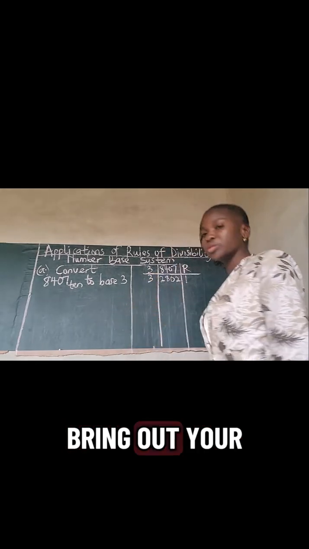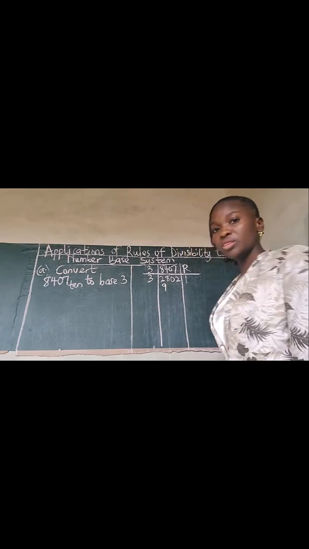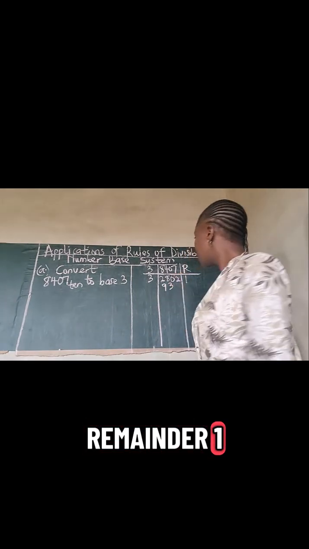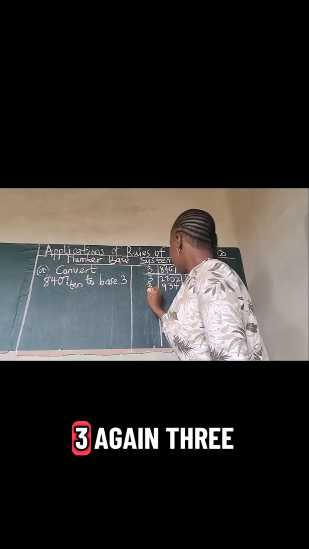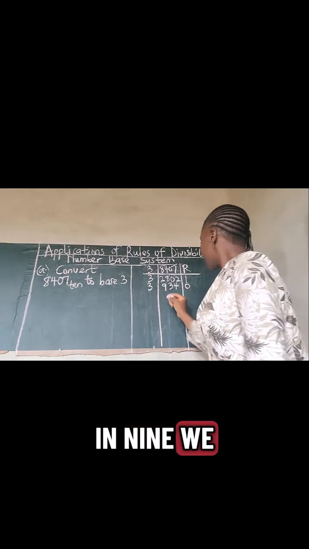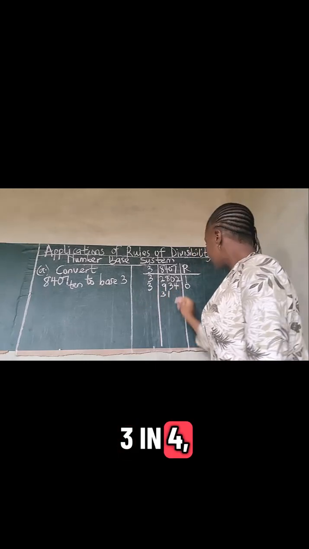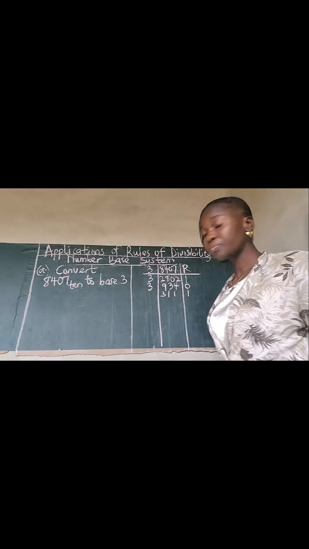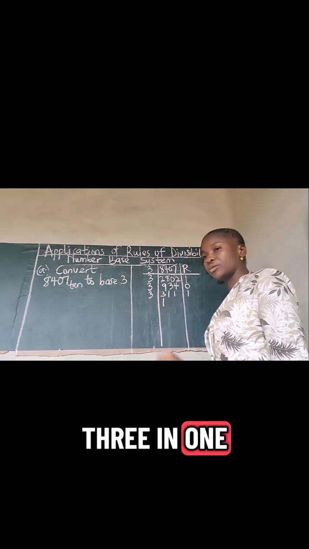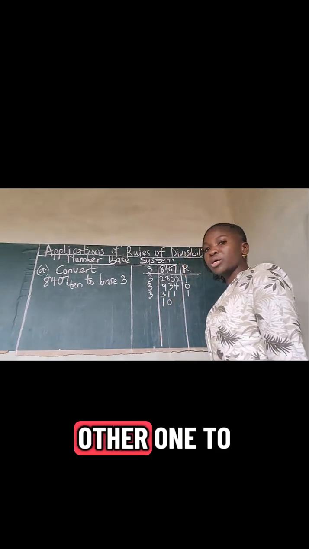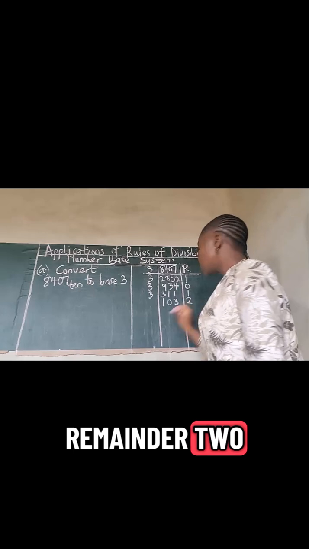So you bring out your 3 again. 3 in 28, you have 9, remainder 1. 3 in 10, you have 3, remainder 1. 3 in 12, that's 4, remainder 0. 3 again. 3 in 9, you have 3. 3 in 3, 1. 3 in 4, 1, remainder 1. Bring out your 3 again. You have 3 in 3, 1. 3 in 1, you have 0. So you have the 1 to the other one to get 11. So you have 3 in 11, you have 3, remainder 2.